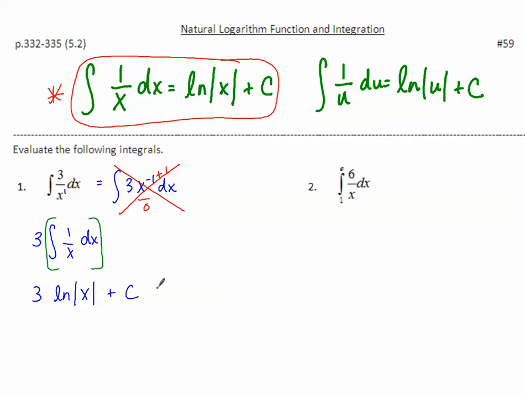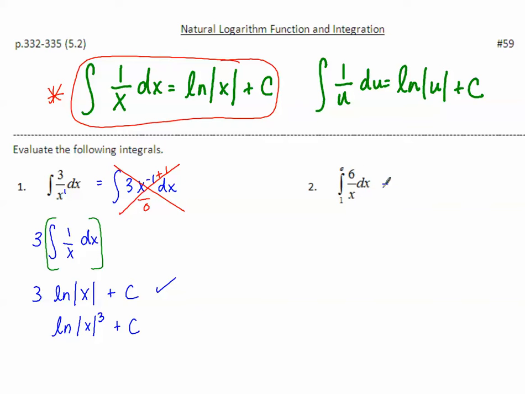So this is a good answer. We could say we're done here. But remember, with logs, there's a variety of ways that you could see the answer. You could see the answer as natural log of the absolute value of x cubed plus c. Because you have our coefficient, the property says we can write it as the exponent of what's in the natural log. Let's take a look at another example, a definite integral.